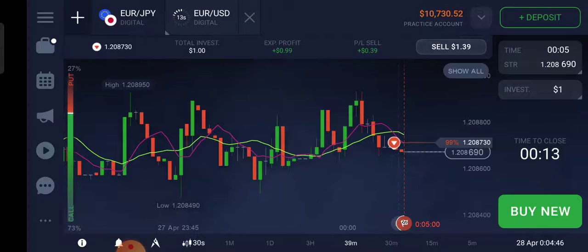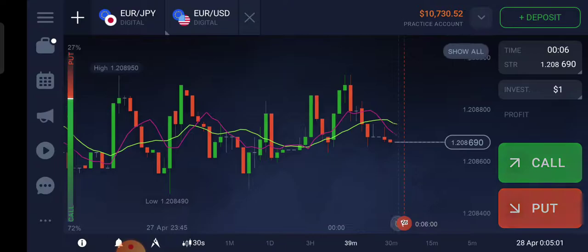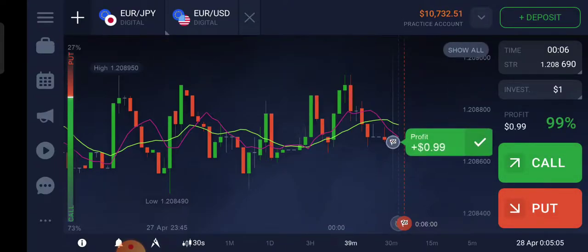put option. Okay, so as you can see, I am in profit and just 10 seconds are left. Okay, so I'm sure that I will win this trade. Okay, so I won 0.99 dollars, which is close to $1. So I have won this trade.